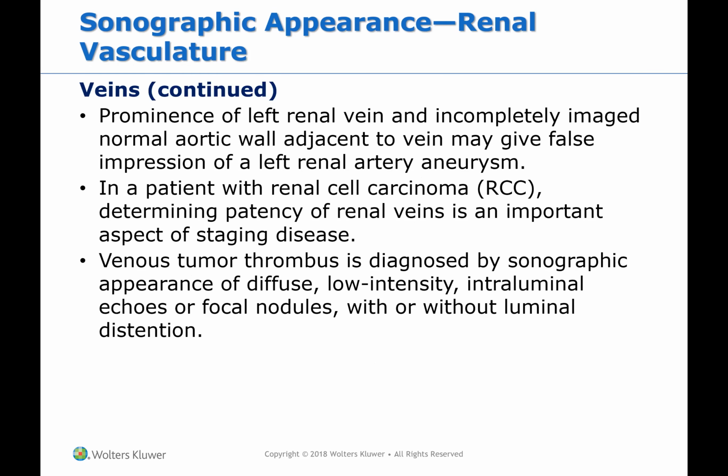Prominence of the left renal vein and incompletely imaged normal aortic wall adjacent to the vein may give a false impression of a left renal artery aneurysm. In a patient with renal cell carcinoma, determining patency of the renal veins is an important aspect of staging disease. So, if you are dealing with that, you'll be looking at the vascularity a little bit more than what we would do on a normal kidney ultrasound.